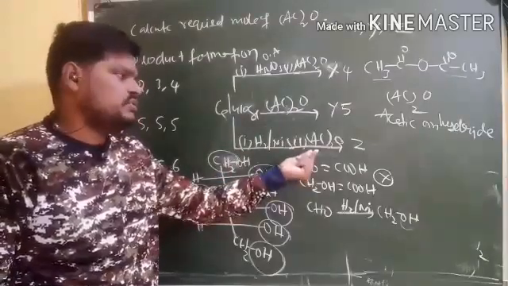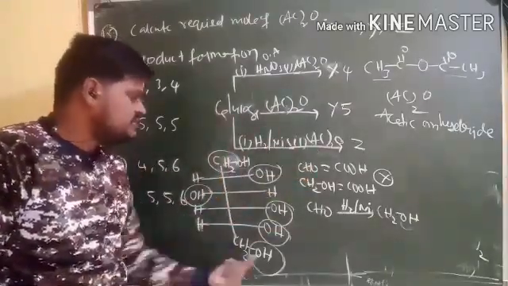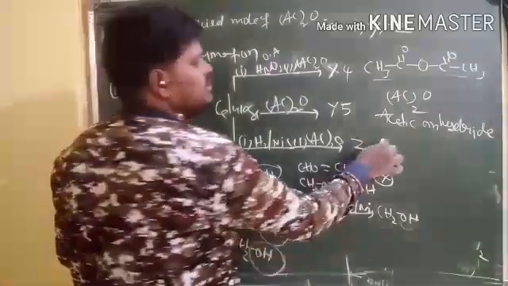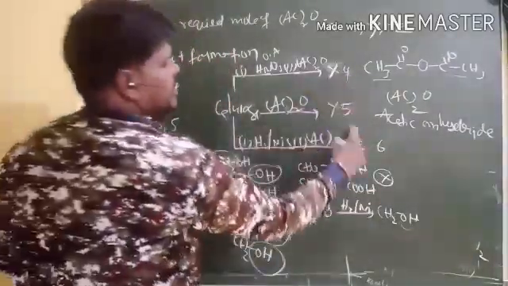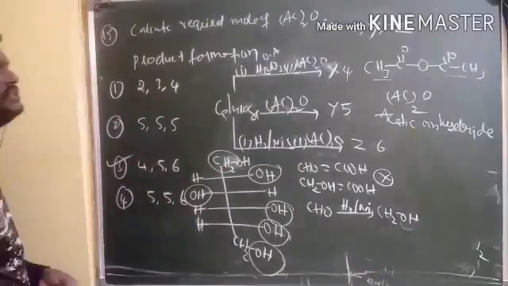Again, it reacts with Ac2O. So how many moles of Ac2O are required here? 6 moles of Ac2O are required here. Total 4, 5, 6. So the third option is the correct one.